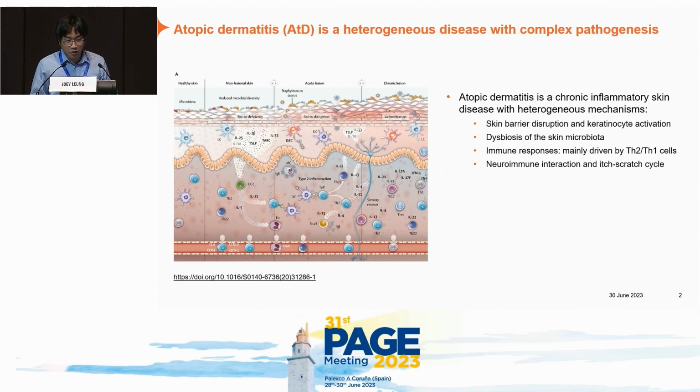Okay, so atopic dermatitis is a heterogeneous disease with really complex mechanisms. The mechanisms include disruption of skin barrier function and activation of keratinocytes in the skin, dysbiosis of the skin microbiota, and involvement of pathogenic bacteria. And it's driven by disrupted immune responses, mainly Th2 and Th1 cells. And also you have complex interaction between the sensory neurons, which cause itch, and the scratching, which can further disrupt the skin barrier.